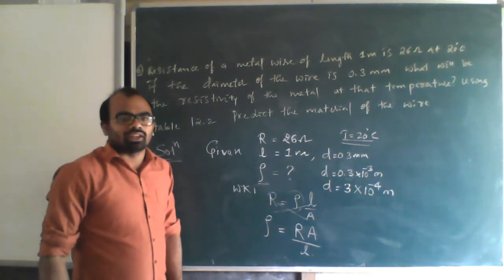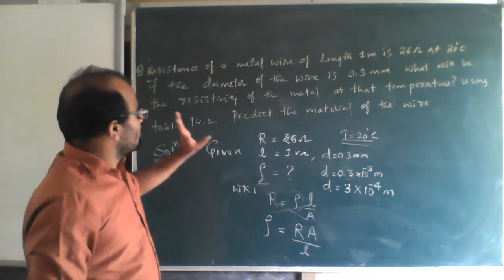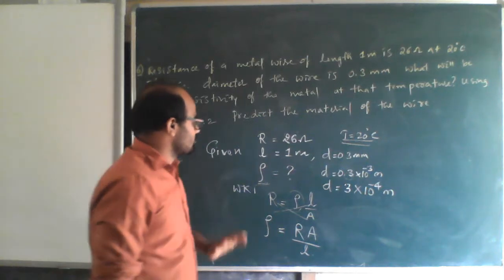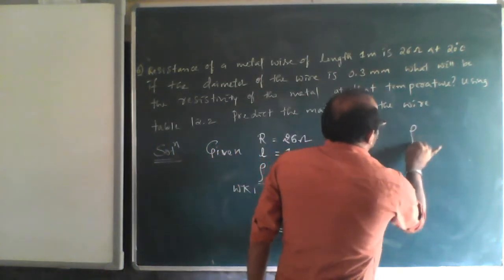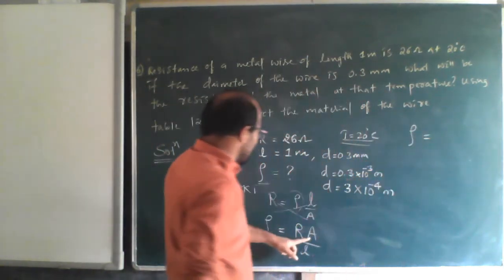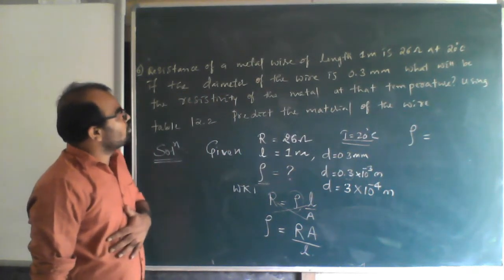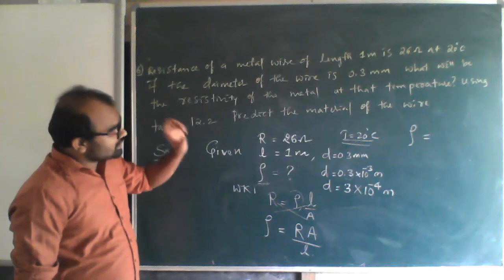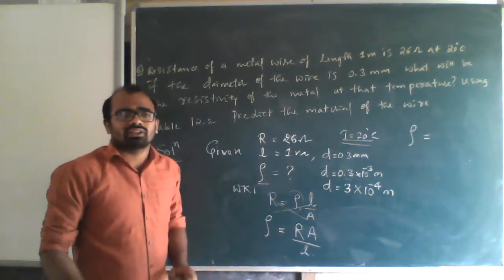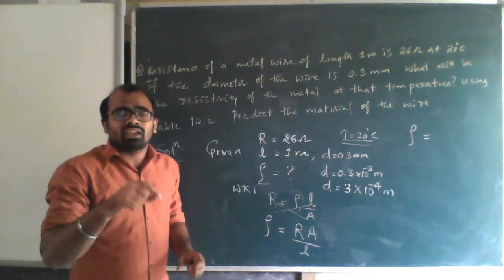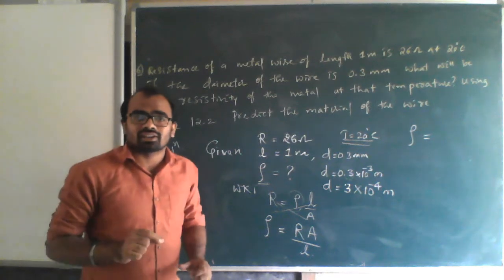Rho equal to RA by L. Now let us put these values. So rho equal to... here A we have to change, we have to put the formula there. So what is A? See, that area of cross section, that thickness, we consider area of cross section always for a circle.